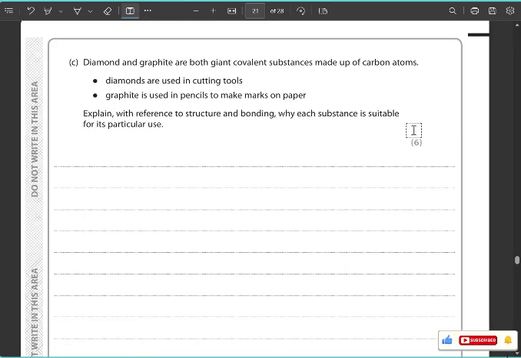And next one, the 6-mark question. Oh my god. Diamond and graphite are both giant covalent substances made up of carbon atoms. Diamonds are used in cutting tools. Graphite is used in pencils to make marks on paper. Explain with reference to structure and bonding why each substance is suitable for its particular use. Okay.